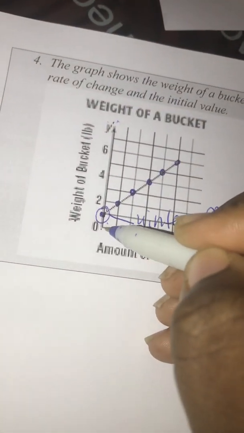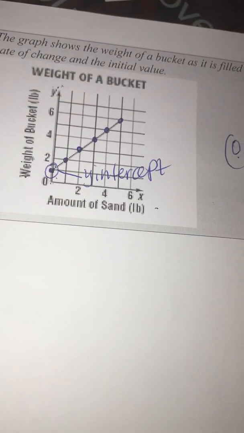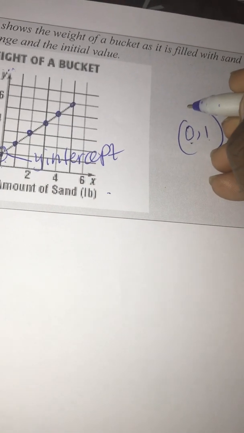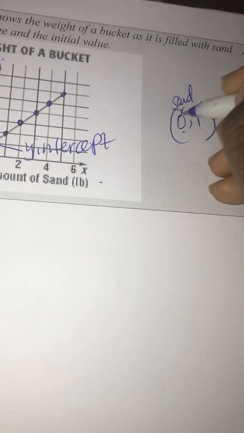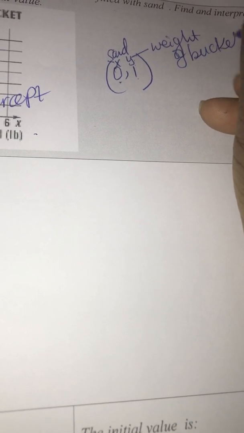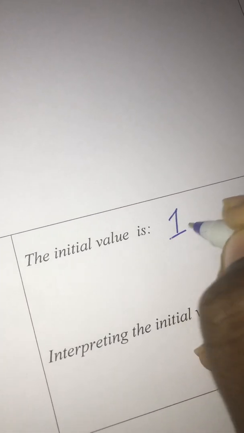So what does that mean? The bucket weighed, with no sand, the bucket is 1 pound. Because x is 0, so 0 for sand. X is sand, y is weight of bucket. So when there is no sand in the bucket, it weighs 1. So that's what that means. So the initial value is 1 pound.